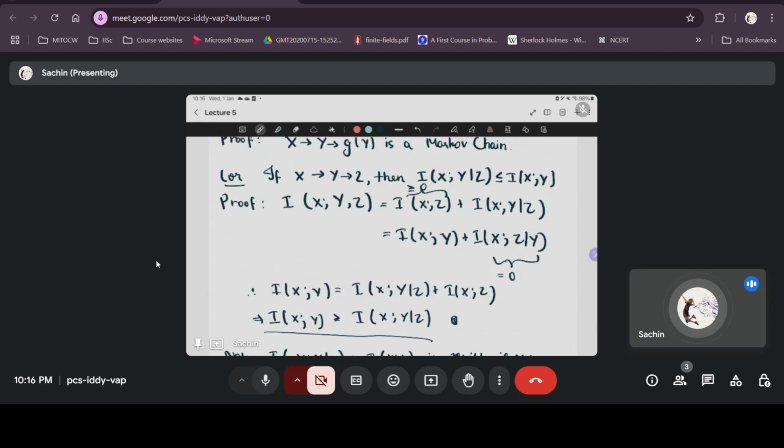For the entropy case, H of x given y is always less than or equal to H of x, regardless of what x and y are, what type of random variables they are. But in this case, I of x;y given z is less than or equal to I of x;y only if x, y, z form a Markov chain. It's not an if and only if statement. It says that if x, y, z forms a Markov chain, I of x;y is greater than or equal to I of x;y given z. If it's not a Markov chain, it might be greater or lesser.